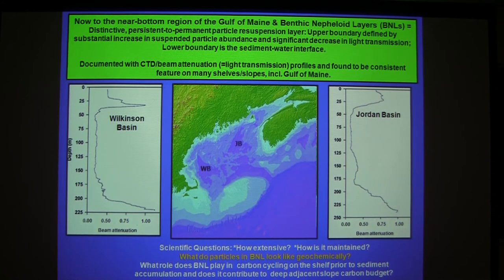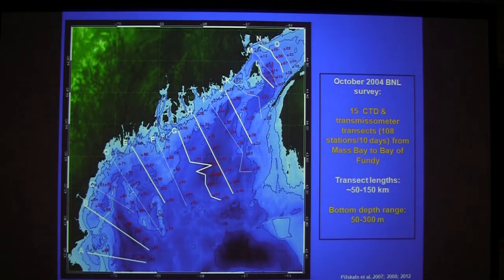Are these nephloid layers just suspended mud? Not with organic carbon sediments underneath in the Gulf of Maine of up to 2% organic carbon. And what's happening in this zone? Is it a biologically active zone? Is it moving laterally? How does it impact sedimentation? It's a zone through which particles must sink as they move through the water column.